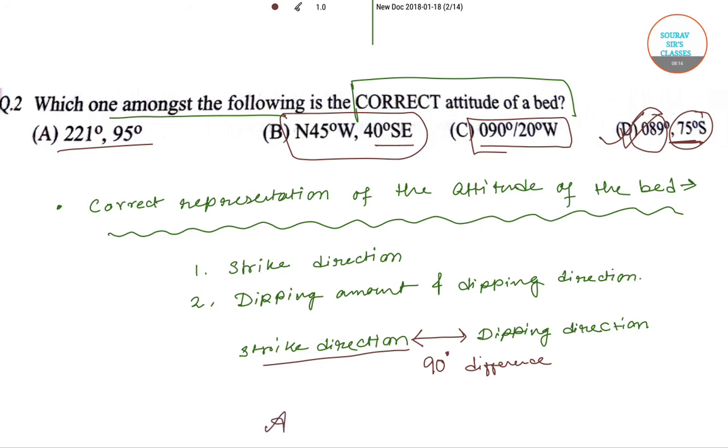So the answer will be 89 degree and 75 degree south. Option D will be the answer.